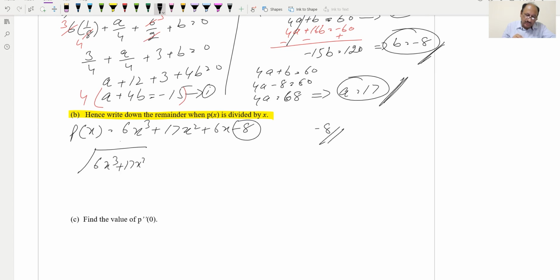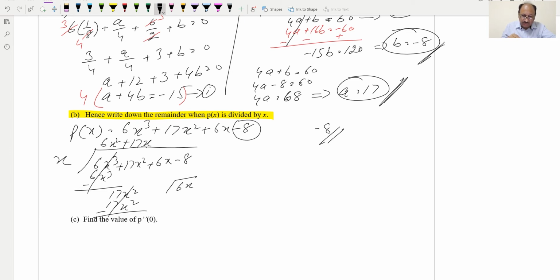When you divide by x, first you will divide by 6x square, you will write here 6x cube, then this will be minus and cancelled, and 17x square, then plus 17x, so it will be 17x square minus, and this will be cancelled, and next step you will be writing with 6x and divide by plus 6, so it will be 6x and minus, and this will be cancelled, and the remainder will be minus 8. So you can use any of the methods which I have explained.